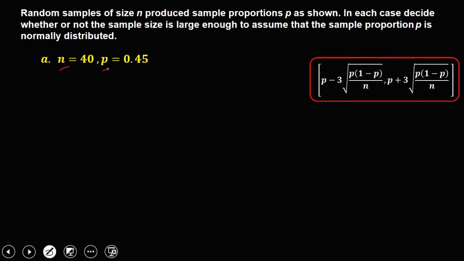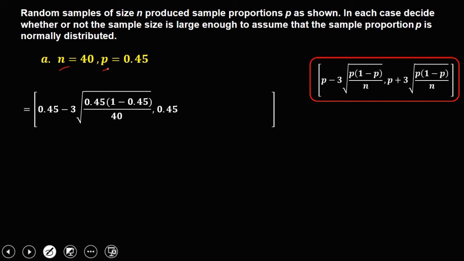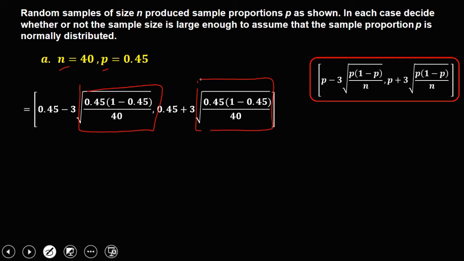Using this formula to solve for the interval, p, that's 0.45 minus 3 times the square root of p, that's 0.45, times 1 minus 0.45 over the sample size, so over 40. And the other one, that's 0.45 plus 3 times the square root of 0.45 times 1 minus 0.45 over 40. To solve, we need to simplify first the expression inside the radical.